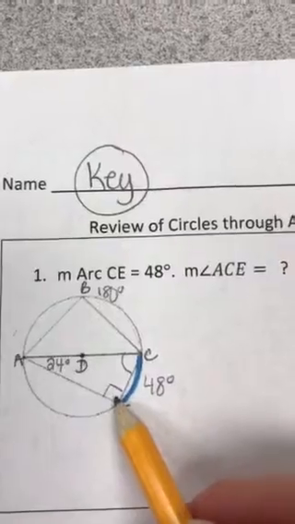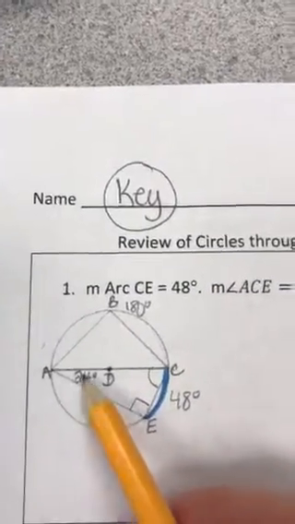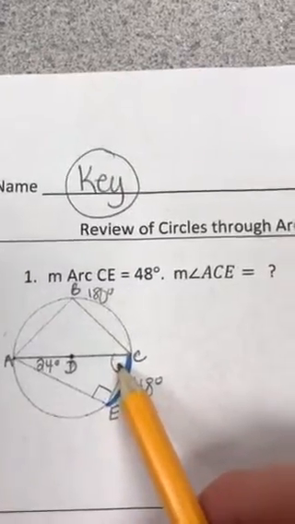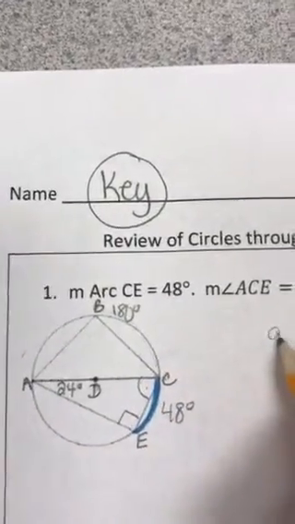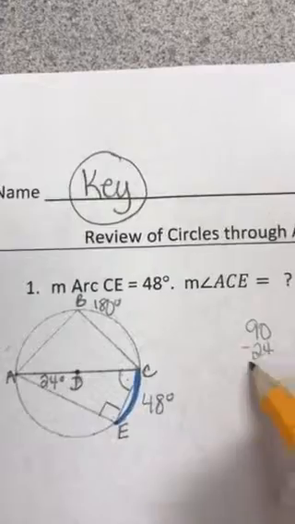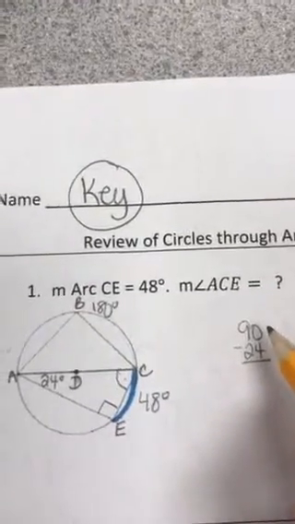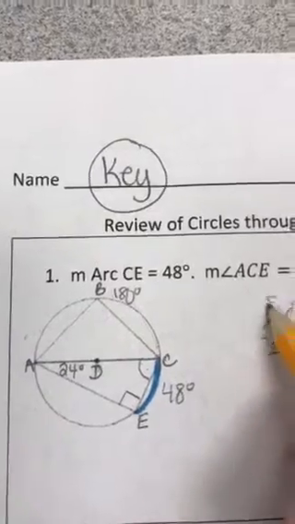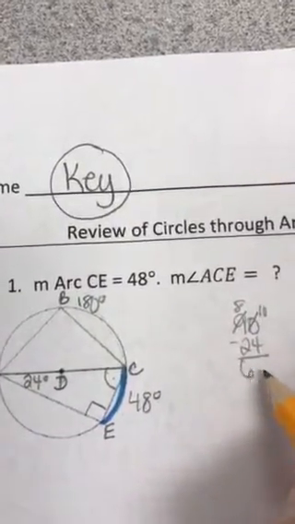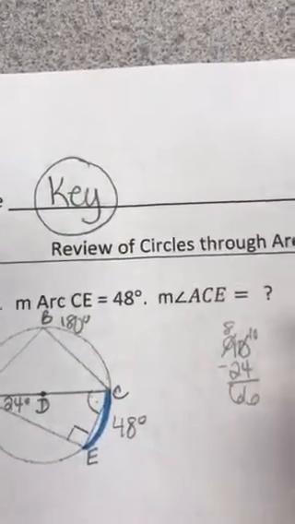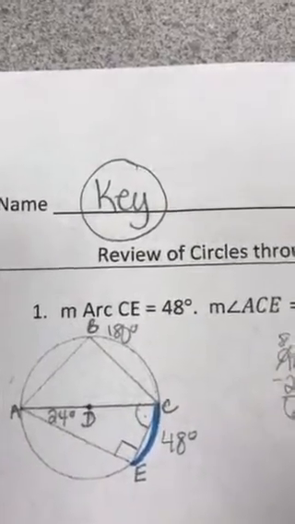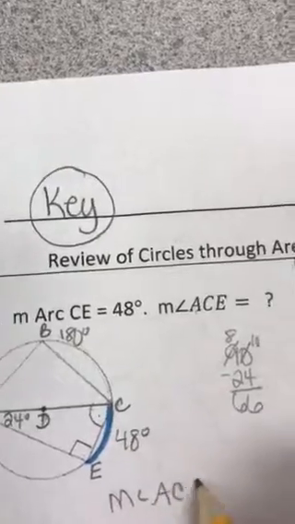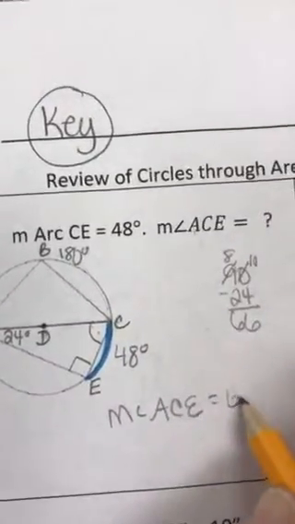So if I have a 90-degree angle here, then these two have to add up to 90, because 90 plus 90 gives you 180. So I'm going to subtract 24 from 90. You can also add them all together and set them equal to 180 if you prefer. So I get 66. All right, so the measure of angle ACE equals 66 degrees.